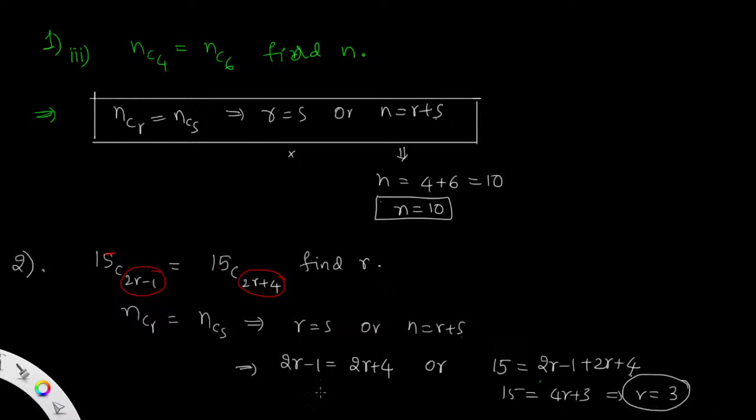From this, r will get cancelled, it does not exist. The value of r is given, then r equals 3. This is the answer. So if 15C(2r minus 1) equals 15C(2r plus 4), then find the value of r. Nothing but this: by using the formula, if nCr equals nCs, then r equals s, or n equals r plus s. Similarly, the next problem also, second bit, next one also same.